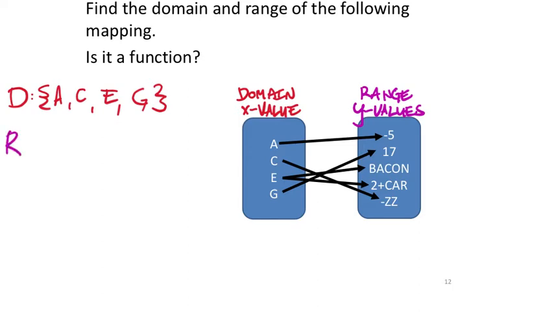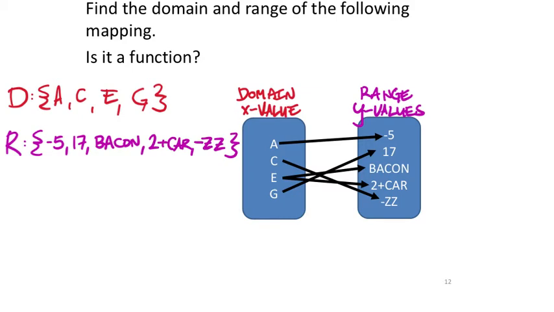Next up, the range. We'll use R for the range. So again, some fancy brackets, S, 2. There's our fancy brackets. And then again, I'm just going to go down that list. We've got -5, 17, and then bacon. Then 2 plus car, I guess. And then finally, -Z, Z. Now I need some fancy brackets to close there, so I've got a 2, then an S. Fancy brackets. So that is the domain and range.